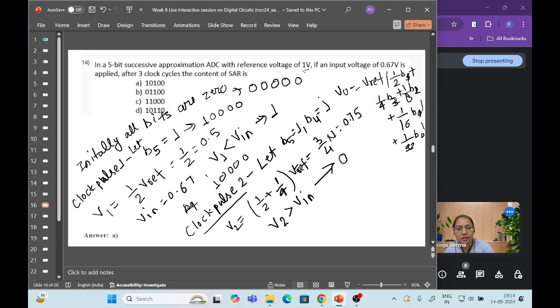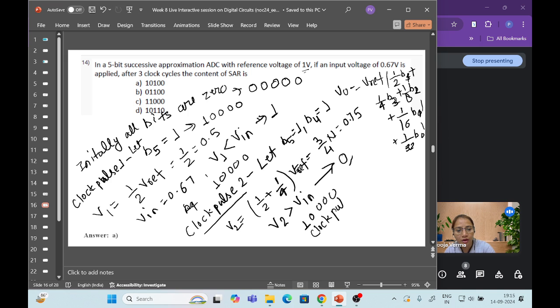That means that V4 should not be 1. It must be 0. In that case, what will be the content after the second clock pulse? That is 1 0 0 0 0. That assumption is false because V2 is greater than Vin. The input voltage must be greater than that one, then we will take it. Now similarly check for the last clock pulse, because they have asked what will be the content after 3 clock pulses. So check for the next clock pulse.